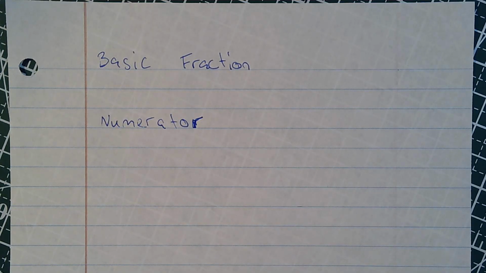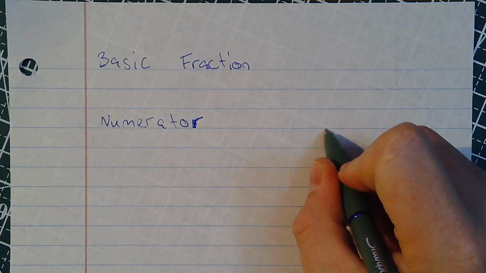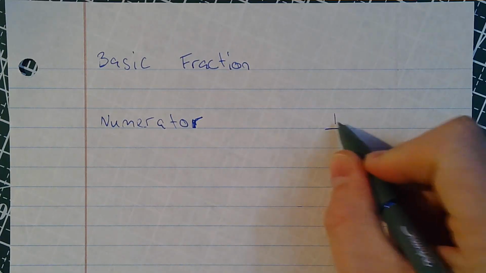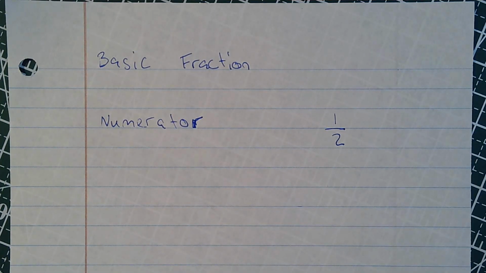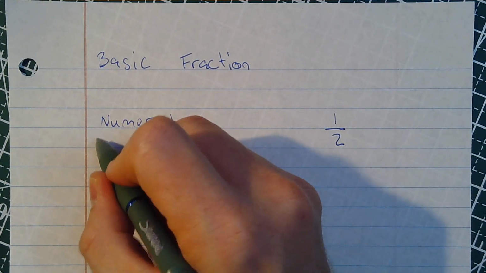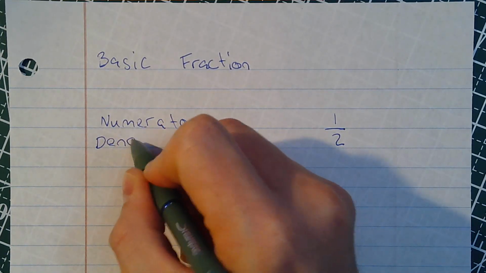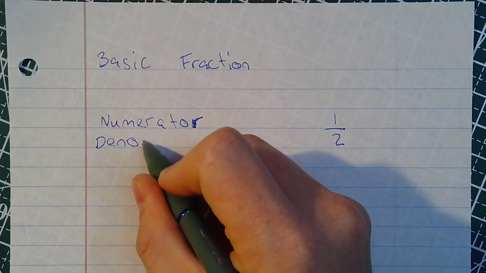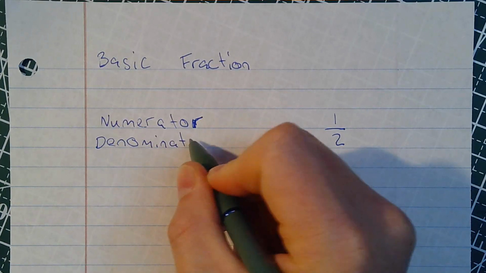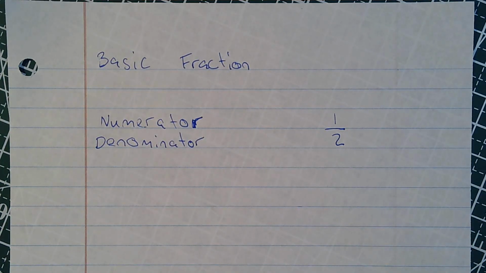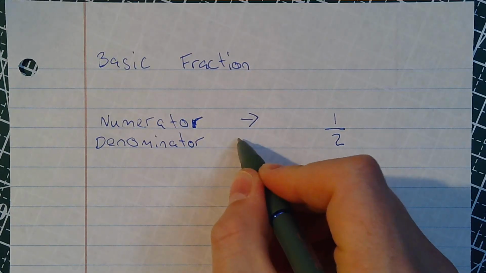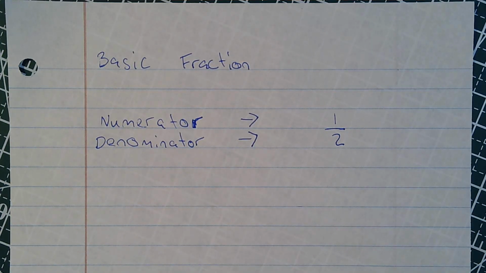Now, numerator, that is the top part of our fraction. So if I've got a fraction that says 1/2, numerator is the top. Denominator is the bottom. So these are our first two terms that we need to memorize and know. The numerator is the top, the denominator is the bottom.